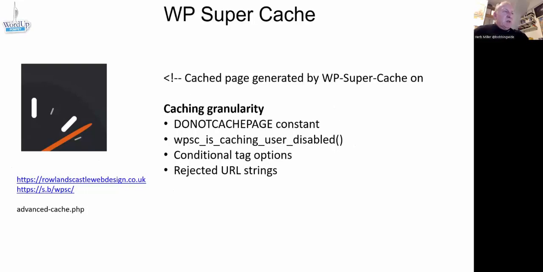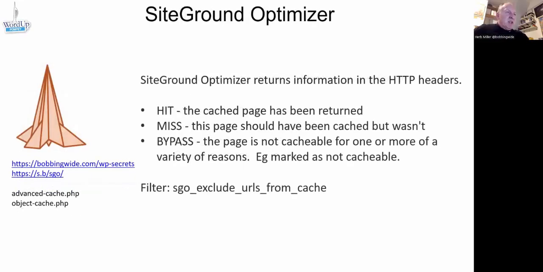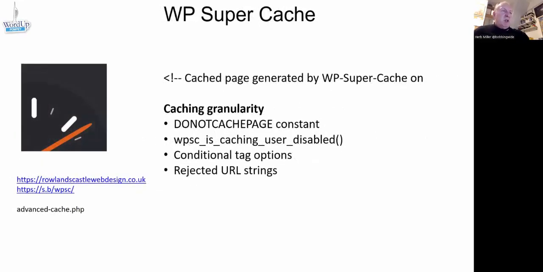WP Super Cache, SiteGround Optimizer returns the information about what's being cached in the HTTP headers, which makes it a bit harder to see. You have to use an inspector if you wanted to view it. WP Super Cache puts the information at the bottom of the HTML it's served up, and it uses advanced-cache.php. And if you want to use some programming to stop WP Super Cache caching, you can just set a constant DONOTCACHEPAGE and it won't.